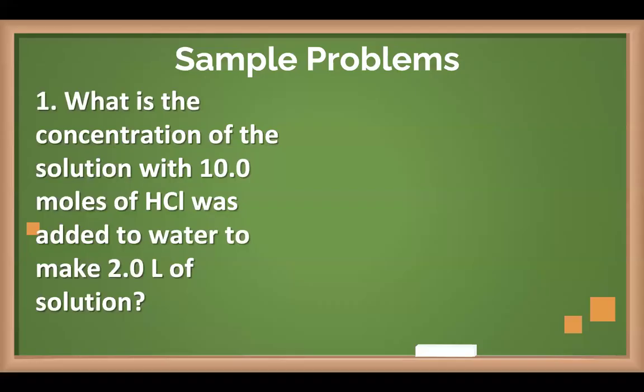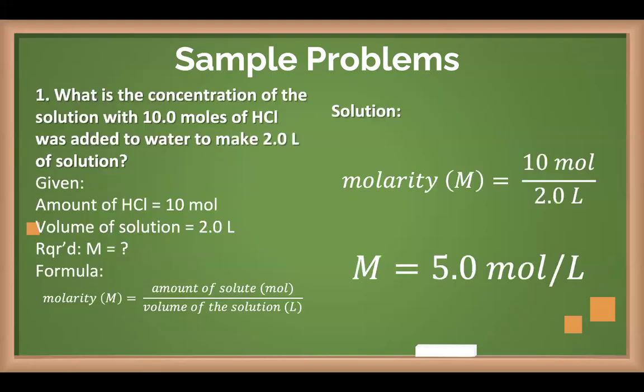Let's apply it on a simple problem. What is the concentration of the solution with 10 moles of HCl, or hydrochloric acid, that was added to 2 liters of solution? So this is direct substitution. It's just 10 over 2 liters. So that is 5 moles per liter in molarity.